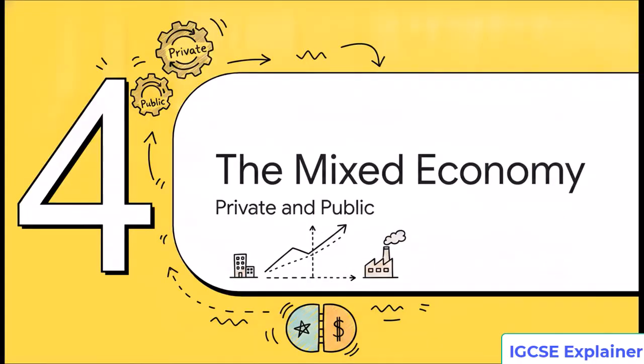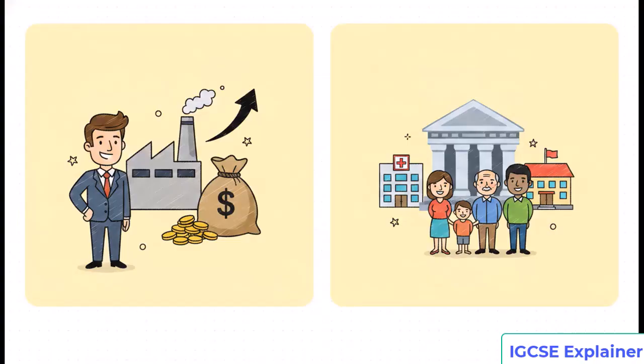Section 4. The mixed economy. So, having looked at what businesses make, let's change gears and look at who actually owns them. Because structural reality dictates that nearly every country on Earth operates a mixed economy. And this brilliantly illustrates how the production of goods and services is split between two very different groups.